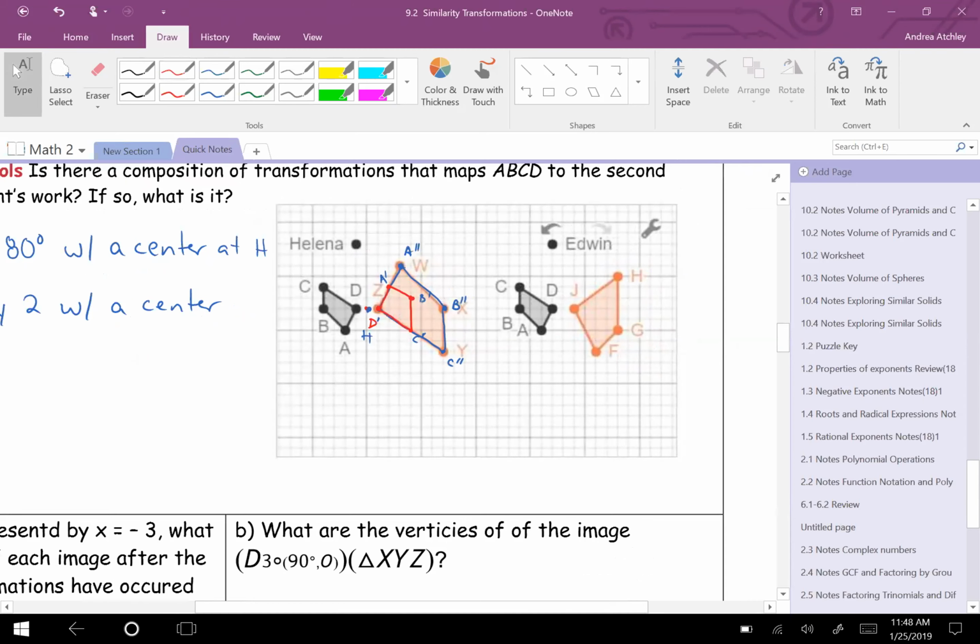Now, if we look at Edwin's, you can kind of tell that these are not going to be similar. You cannot map those over each other. The angles don't quite map. Did some of you say anything about Edwin's? Did you come up with something you thought you could do?